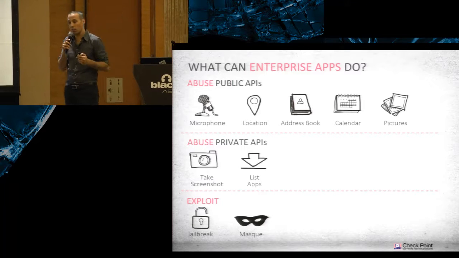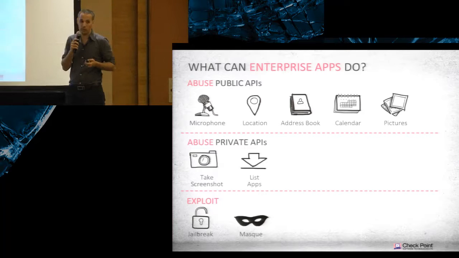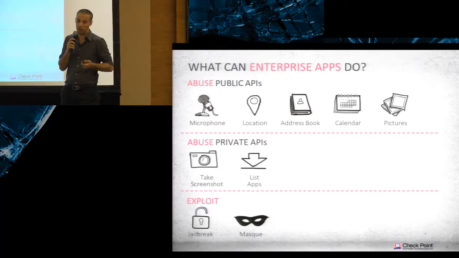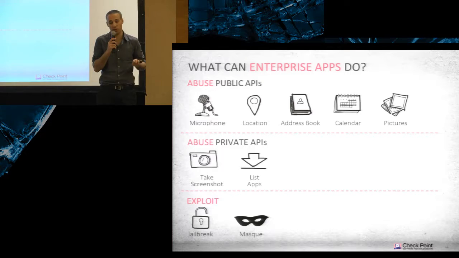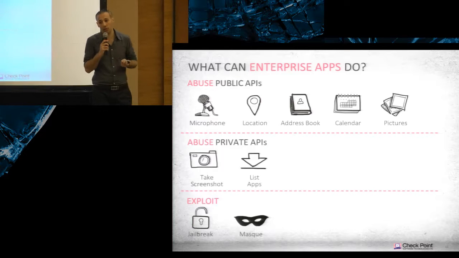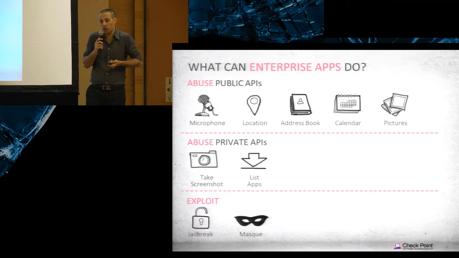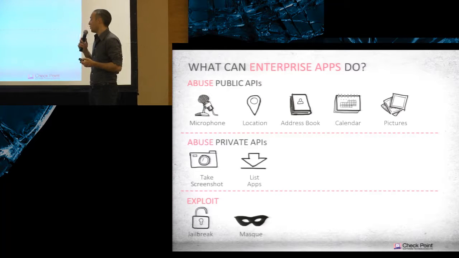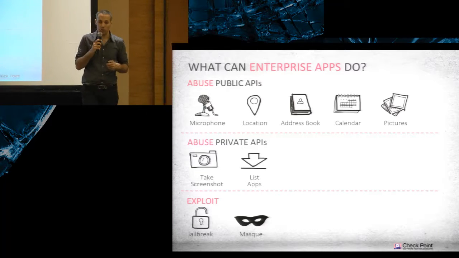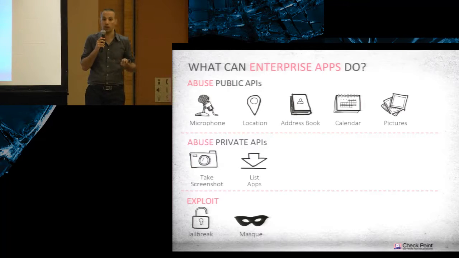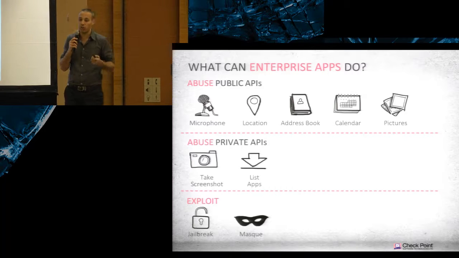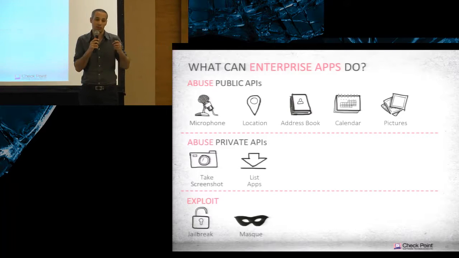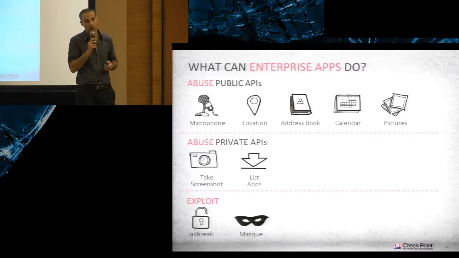It can also use private APIs. Private APIs are APIs that exist on an iOS device. Usually they are not documented, and Apple doesn't permit you to use them, specifically if you are going through the App Store. But if you are doing it with an enterprise application, you can just ignore that and use these APIs in order, for example, to take a screenshot. So, for example, if I have a secure container and I use it to read my email, this malicious enterprise application can still take a screenshot and upload it to my server.